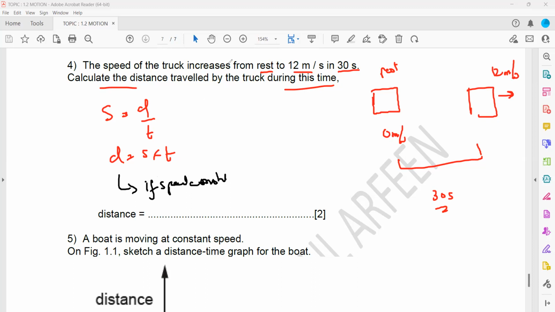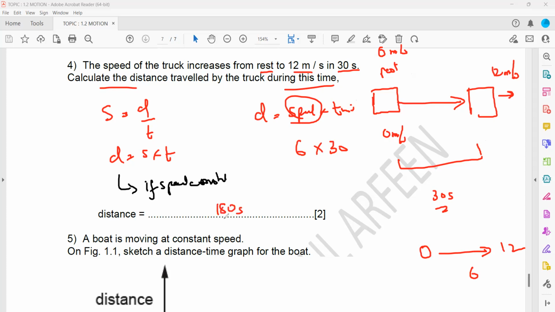We take an average speed of the two values. So first speed was 0 because the object was stationary, and the second speed is 12. So what will be the average speed as the object speed is changing? Distance is speed multiplied by time. But this time, we don't substitute 12 here, as the speed is changing from 0 to 12. What is the central number from 0 to 12? So we'll substitute 6. The average will be 6 and the time is 30. So it is 180. Distance, so it will be 180 meters.